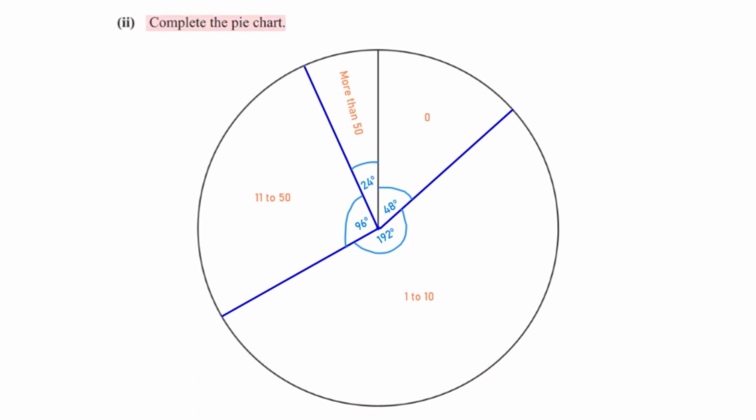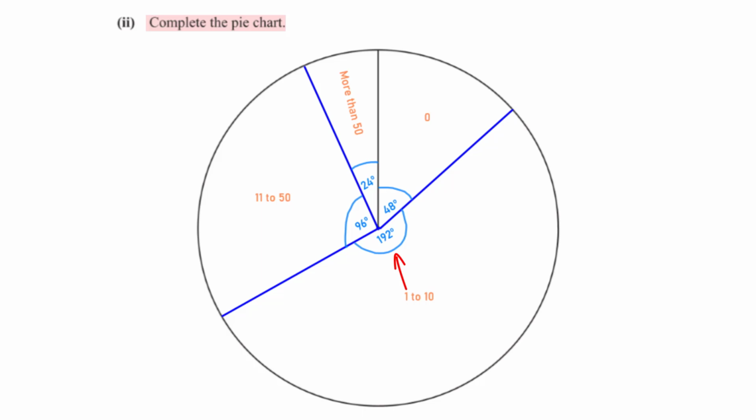Complete the pie charts. Using a protractor, we measure an angle of 48 degrees for the number of people who have 0 marbles. Then we measure an angle of 24 degrees for the number of people who have more than 50 marbles. Then we measure an angle of 96 degrees for the number of people who have 11 to 50 marbles. After this, we are left with 192 degrees, which is for the number of people who have 1 to 10 marbles.